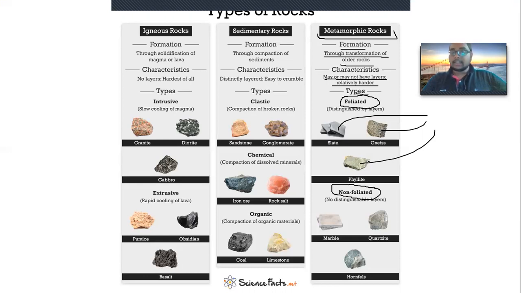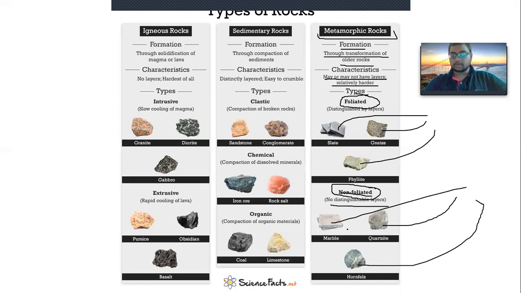Then there are non-foliated rocks. Non-foliated means there are no distinguishable layers. That is, the layers are not present, and those are marble, quartzite, and hornfels. So these are just examples of non-foliated and foliated rocks. Okay, so we have covered types of rocks and their subtypes also.